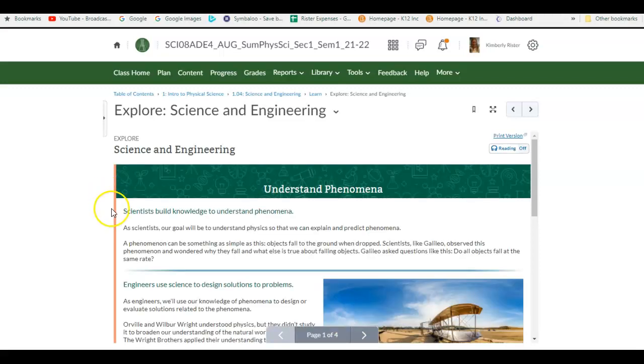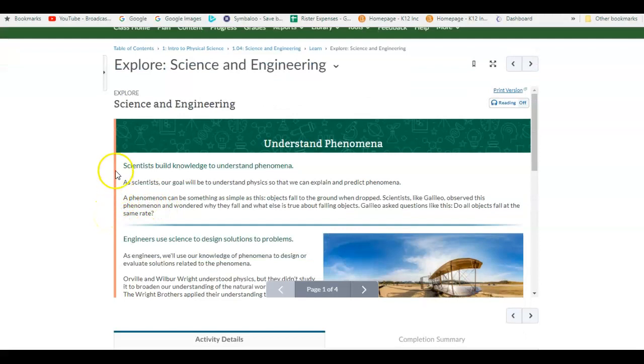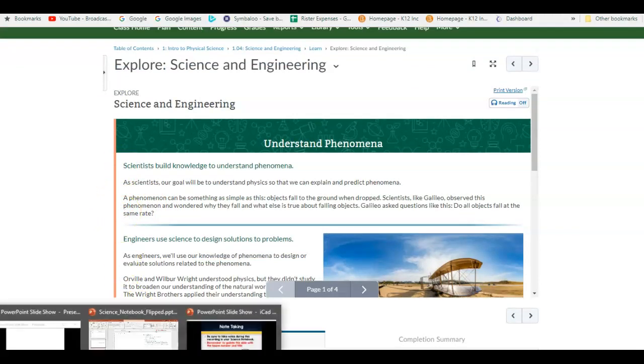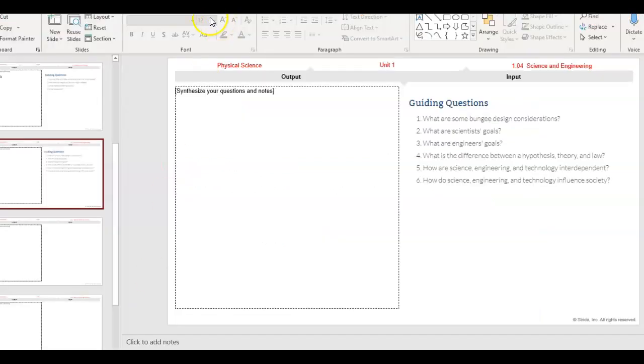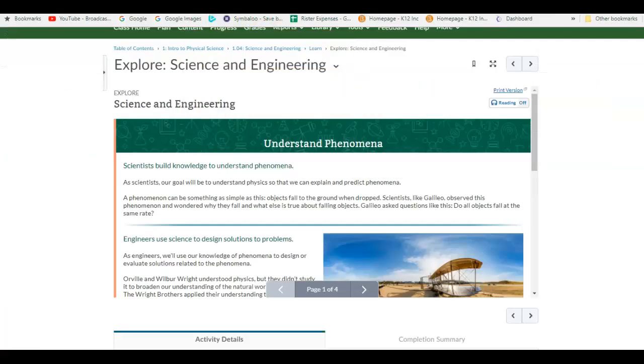All right, so as we get into the lesson on science and engineering, we know that scientists build knowledge to understand phenomena. And I'm going to just pull up my PowerPoint and move it over so that I can see those questions and keep them in front of me as I work. That way we can answer them as we go. That's what I would encourage you to do. So as scientists, our goal would be to understand physics so that we can explain and predict phenomena. So that is question number 2 in your guiding questions. What is a scientist's goal?